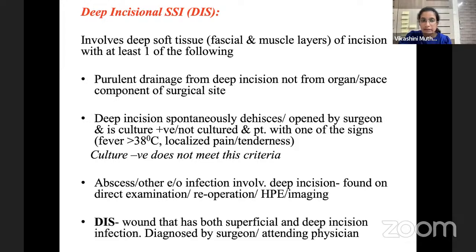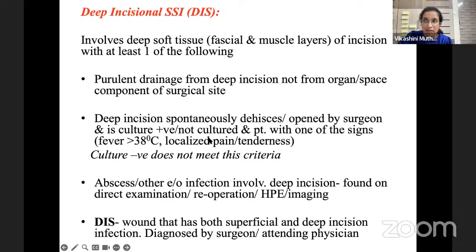Fourth is, whenever you say a deep incisional surgical site infection, it means that the wound has both superficial and deep incision infection. The infection cannot jump directly into the fascial layers without involving the skin, right? So there will be the involvement of both superficial and deep incision to make a diagnosis of deep incisional SSI. And it can be diagnosed by both the surgeon and the attending physician.